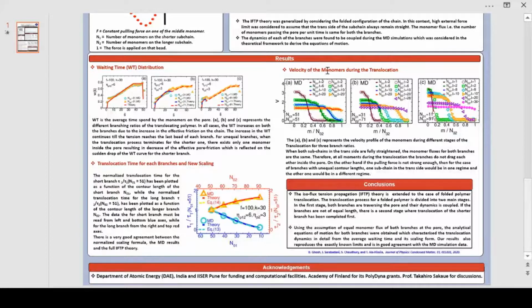Also, we have calculated the velocity of the monomers during the translocation process, and we have found that there is no sliding of the monomer movements. And in conclusion, we have found the isoflux tension propagation theory for these folded polymer translocations. To further know about this, please go through my paper attached in the poster segment. Thank you very much for your attention.